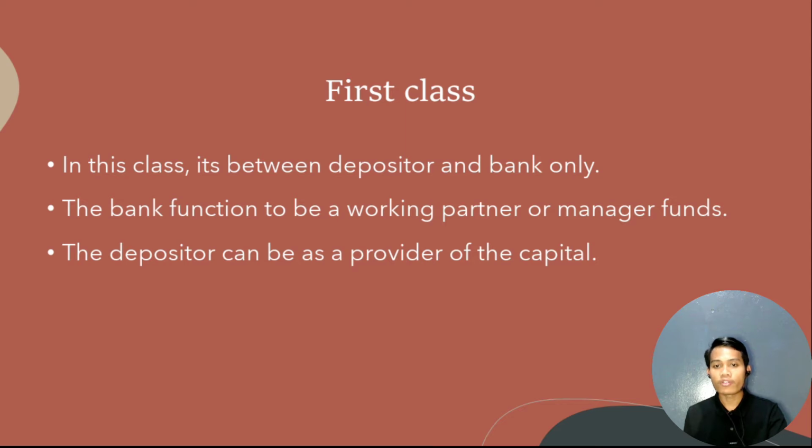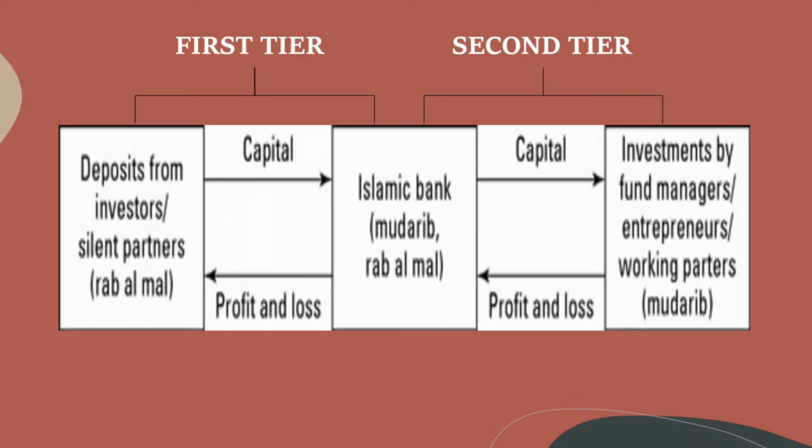Next, we move to contract of mudarabah. We have two-tier contract of mudarabah. For the first tier, between bank and depositor. Depositors put their money in the bank's investment account and share profit with the bank. Depositors are considered to be providers of the capital named as Rob al-Mal. The bank functions as a working partner or manager of funds, mudarib or amil.